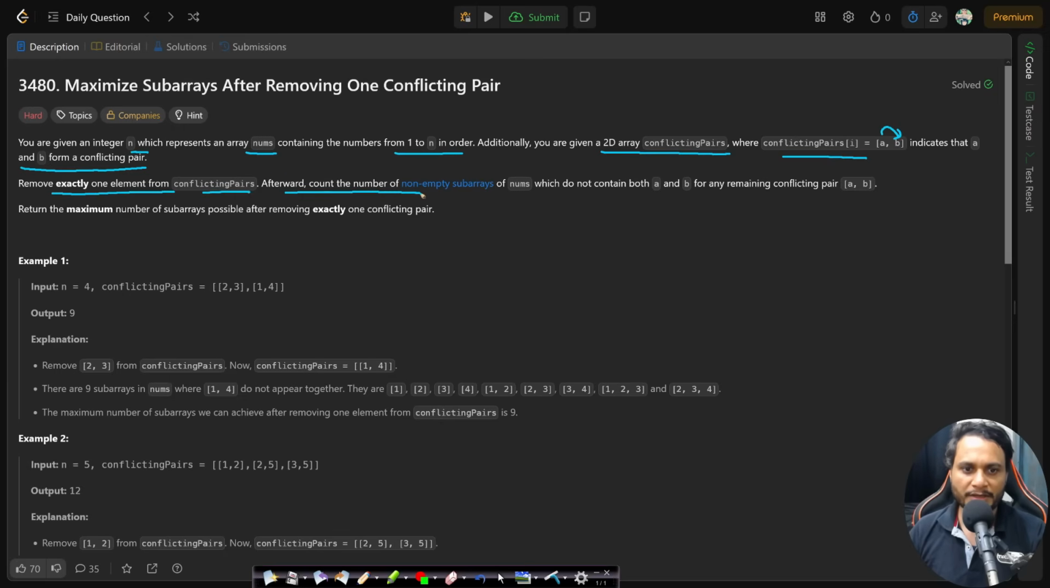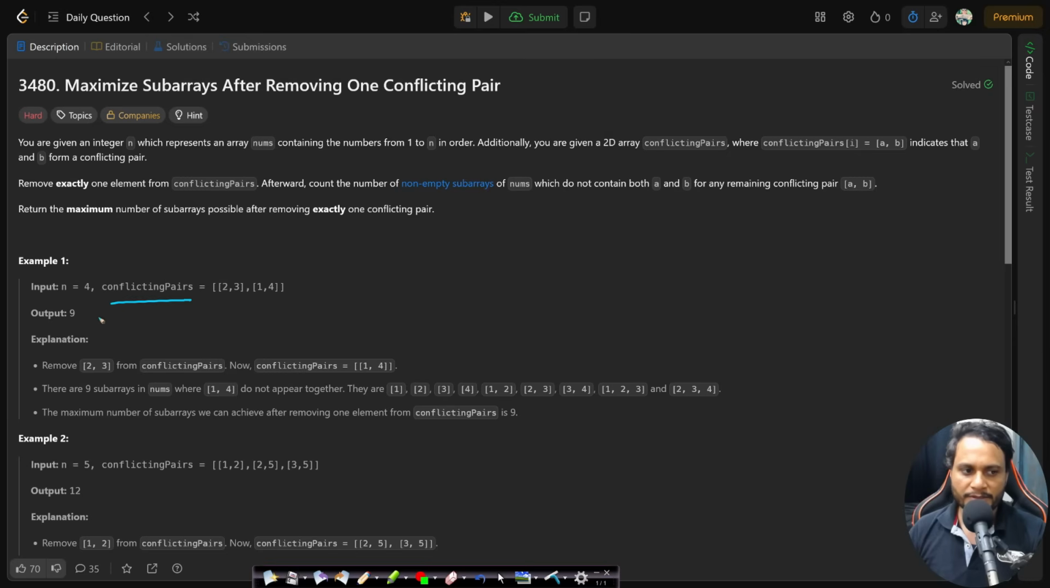Afterward, count the number of non-empty subarrays of nums which do not contain both a and b for any remaining conflicting pair a, b. We need to return the maximum number of subarrays possible after removing exactly one conflicting pair.